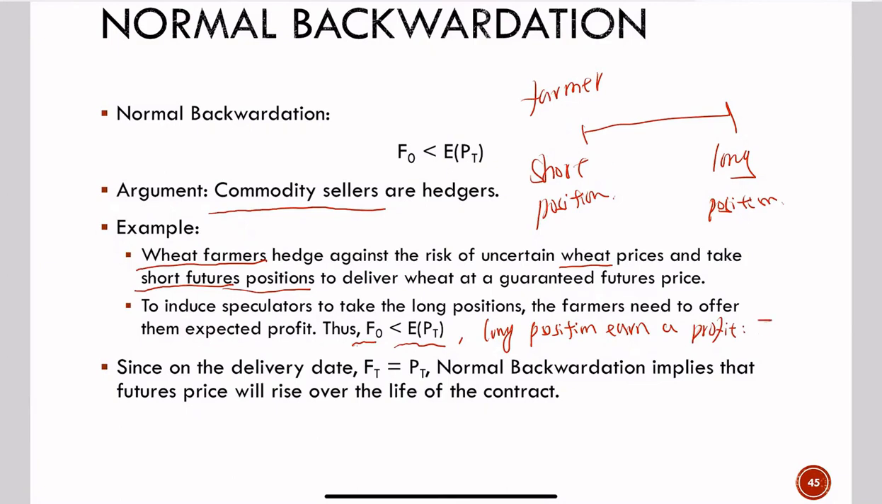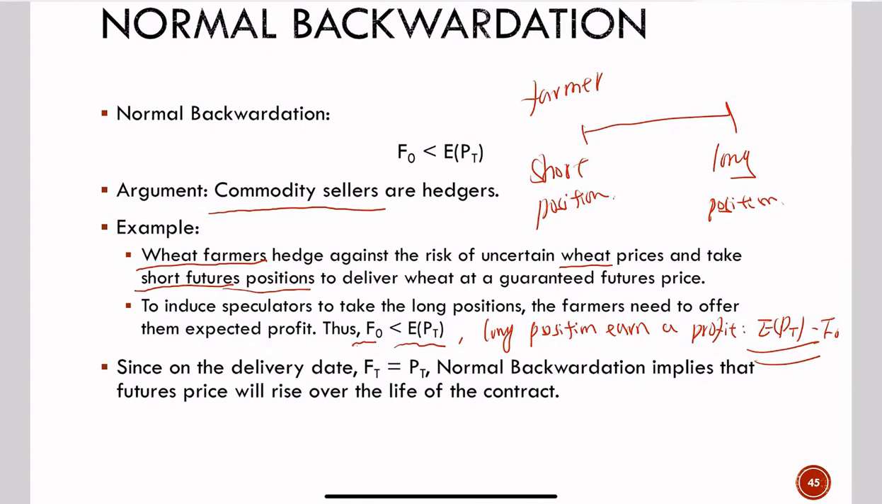Which is given by E(P_T) minus F0, right? So this basically means that farmers will have to hedge against the risk. So they will give out this profit, right, to induce the other party to enter into this long position.